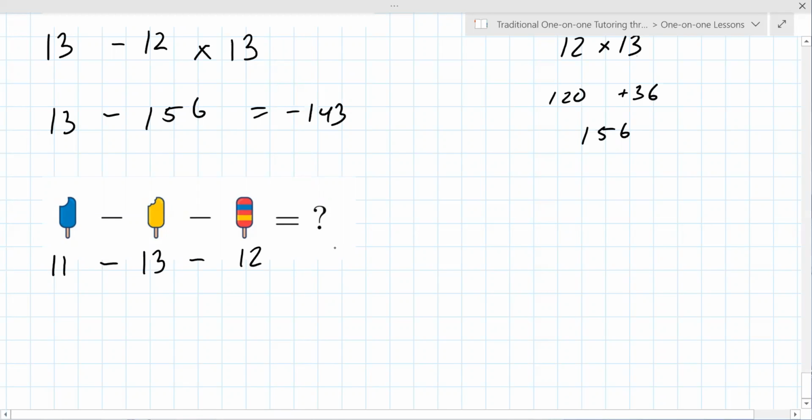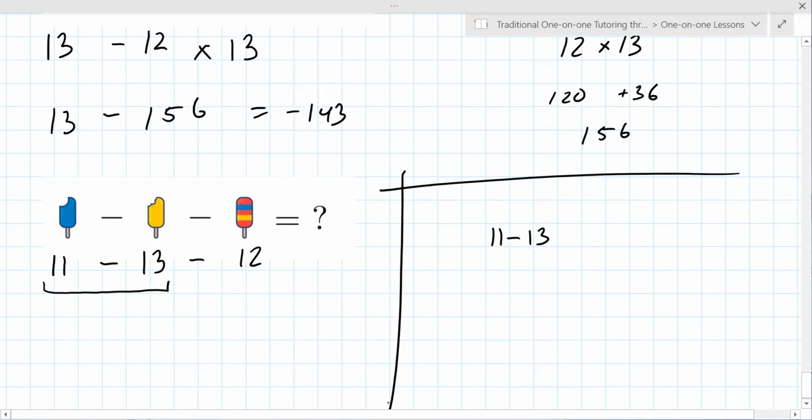2 minus 12 is negative 10. That is not correct. We're not guessing. What is 11 minus 13? Sometimes it's good to just come off to the side and write that out. Negative 2. It is negative 2. And then minus 12. It is not 10. It is not 14. Well, they're both negative, so the answer is probably negative. It's a negative 14. Yes.